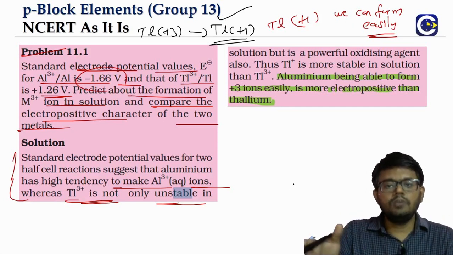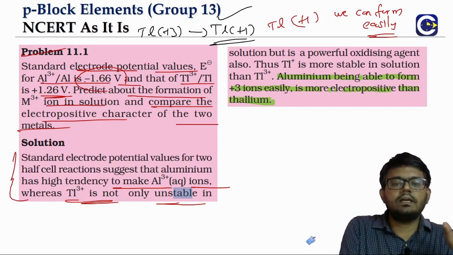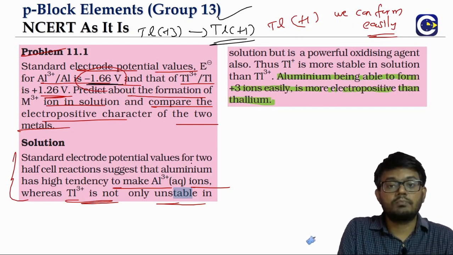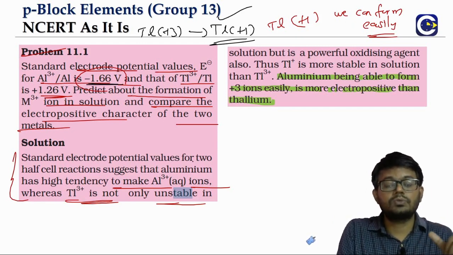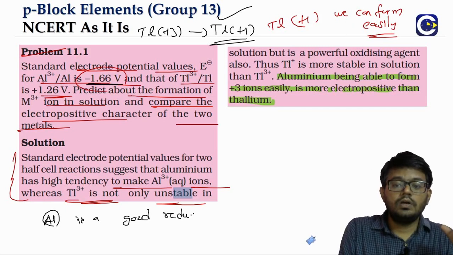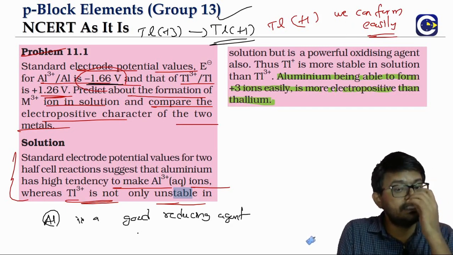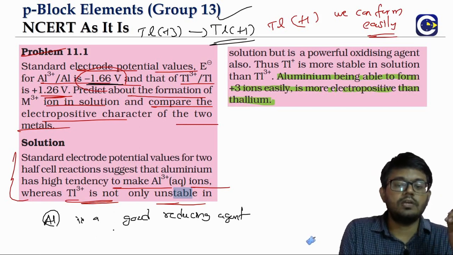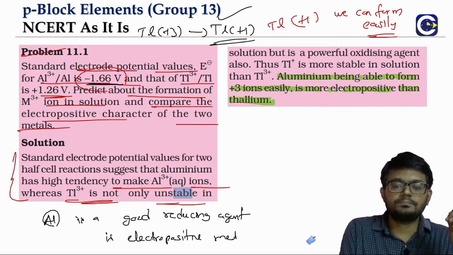And aluminum, for the plus 3 stage, the reduction potential is minus 1.66, a large negative value. It shows that aluminum is a good reducing agent, because it will be able to easily undergo oxidation. And also we can say aluminum is an electropositive metal.